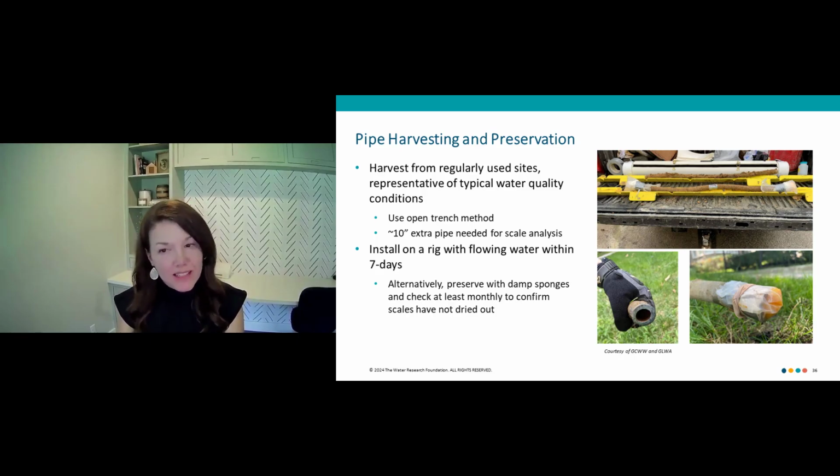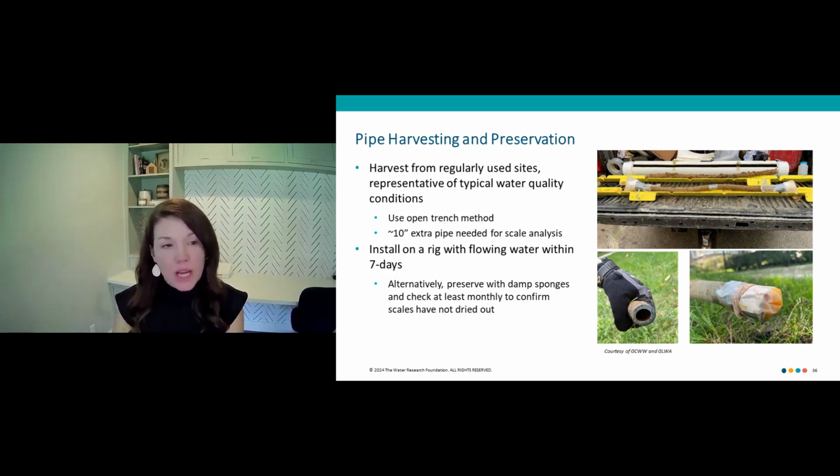However, we do want to recognize that harvesting can sometimes be limited and restricted to locations where ongoing replacements may be occurring. So if you have an opportunity to do that, you may still want to try to distribute them throughout different replacement locations across your system. We want to make sure we're using an open trench method to minimize any damage to the pipe and interior scales. And if you are going to be planning for scale analysis, either before or during your study, be sure to account for that when determining the appropriate length of pipe that is needed for your study.